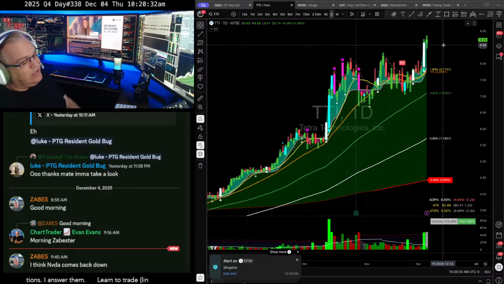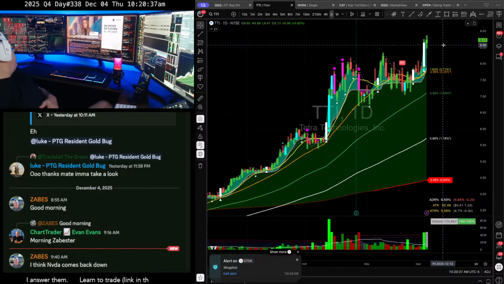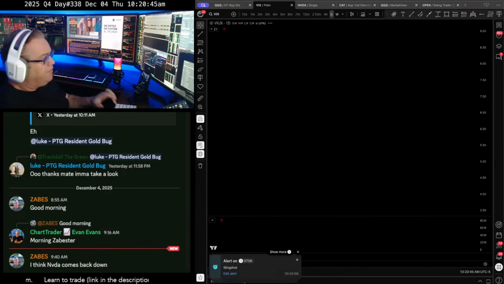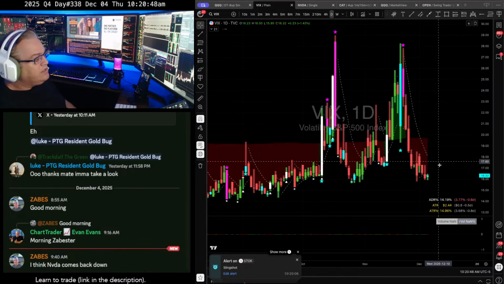Depending on the market, it's the VIX levels and all that good stuff. Like, what is the VIX today? Yeah, the VIX still looks like 16 something. Well, we can look at it over here. 16.32.